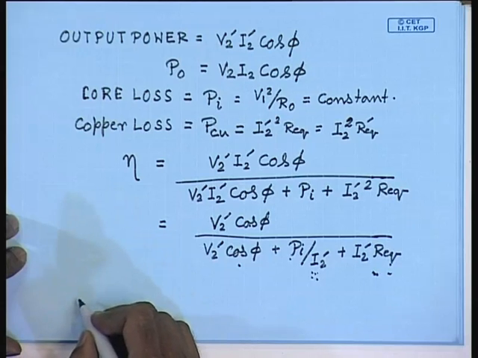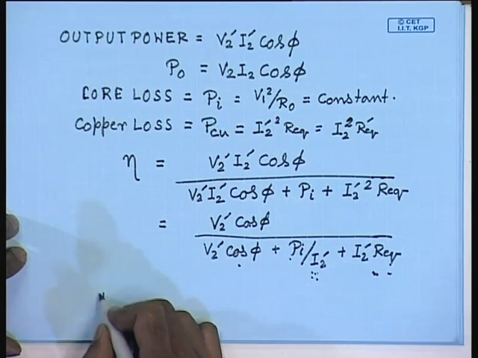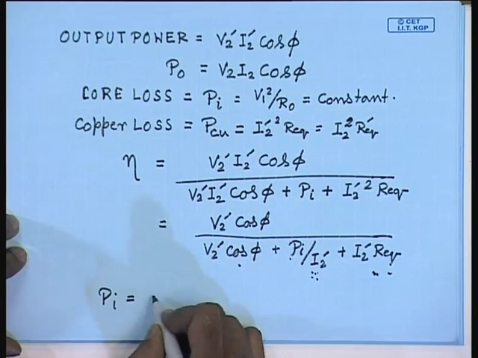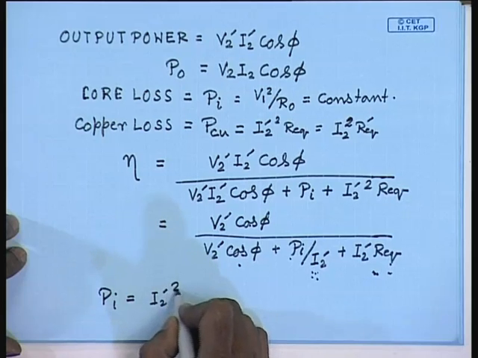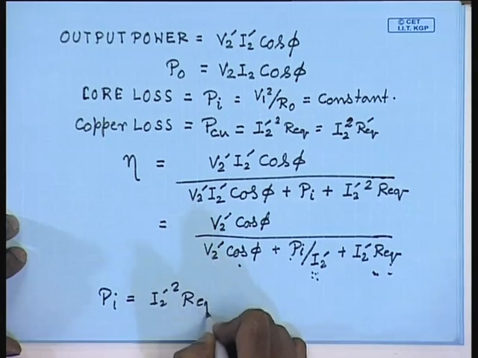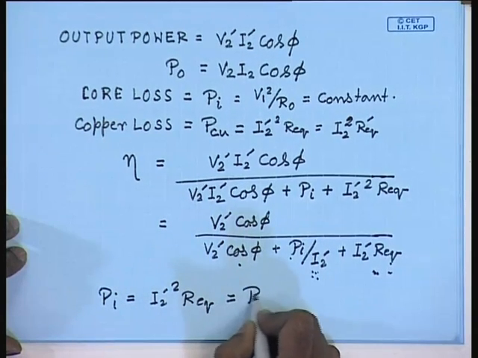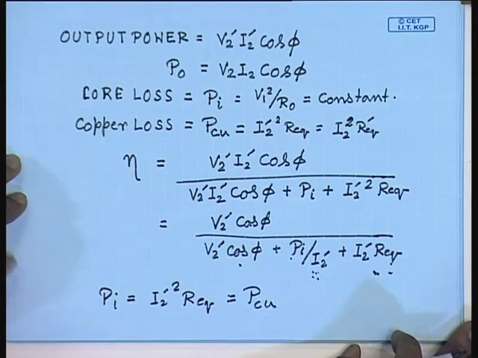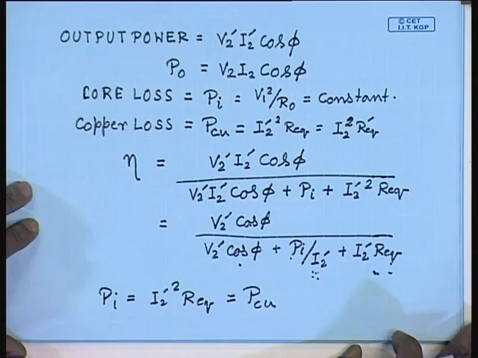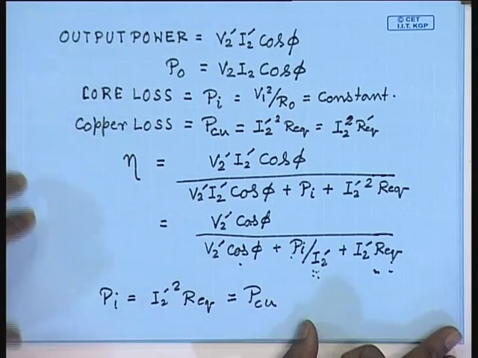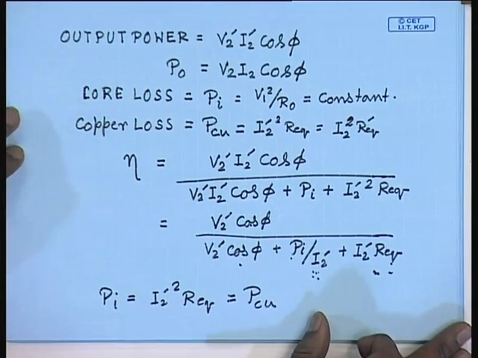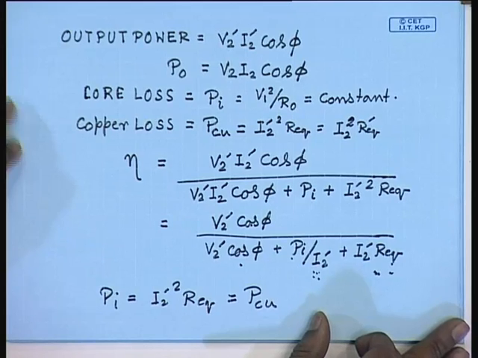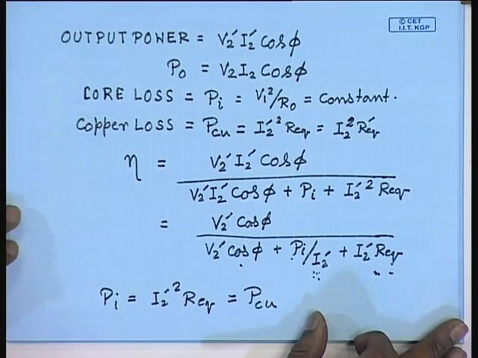the condition for maximum nu max is Pi equal to I2 dash square Req, that is Pi equal to PCU. The load current at which the fixed iron loss becomes equal to the copper loss is the load current at which the efficiency of a single phase transformer is maximum.